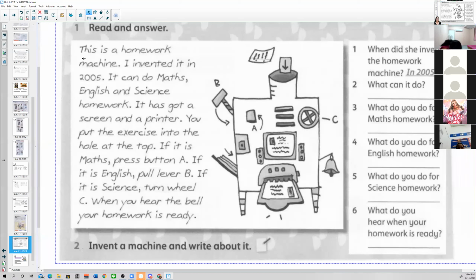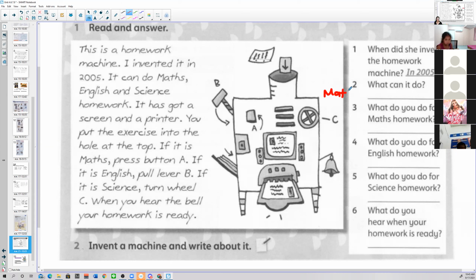Right, so number one has already been answered. When did she invent the homework machine? In 2005. What can it do? It can do math, English, and science homework.